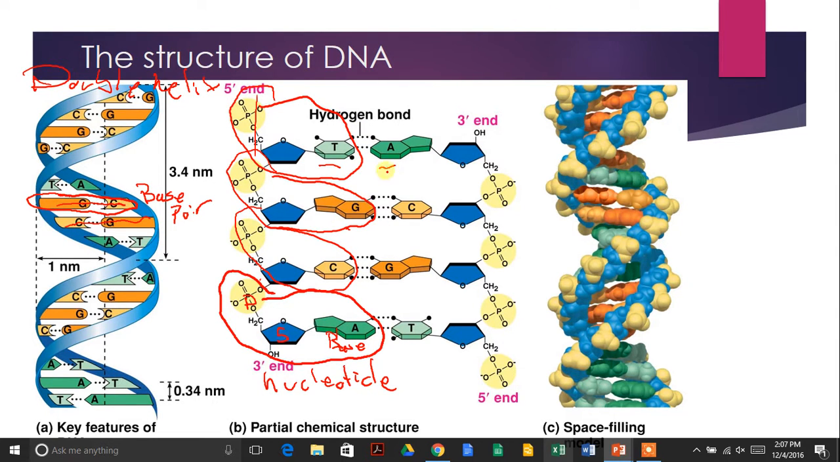So you'll notice that some of the bases, like A and G, are made up of two rings, and we call those bases purines. And C and T are made up of one ring, and they're called pyrimidines.